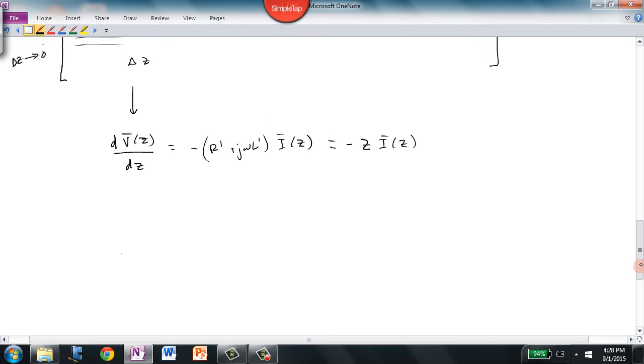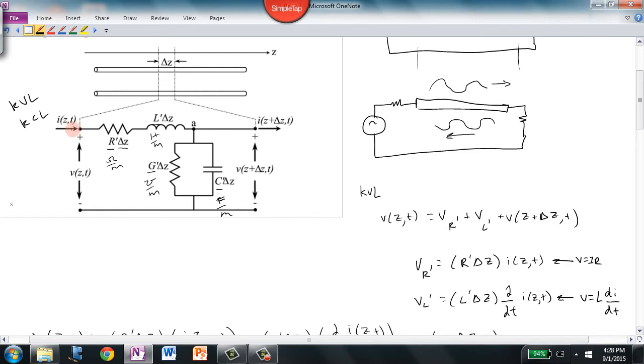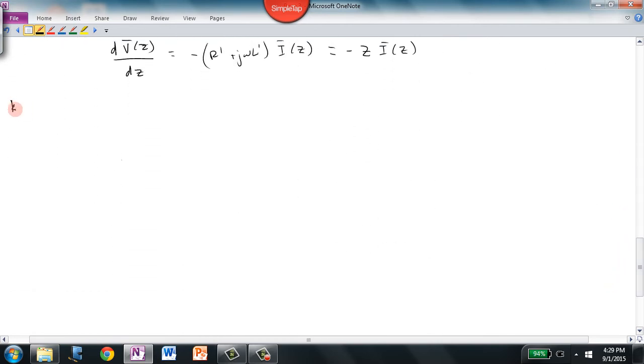Next, what I would like to do is apply KCL to the circuit, and real simply, the application of KCL is that the current into node A, I of Z comma T, has to be equal to the current out of node A, which is just the current through the conductance, the current through the capacitance, and the current flowing out of node A, I of Z plus delta Z comma T. So down here we're going to write a KCL, and that, as I just described, is going to be the current into the differential transmission line element is equal to the current through the conductance, which is I of G prime delta Z. Then we need to add the current through the capacitor, I of C prime delta Z. And then finally the current flowing out of the differential segment of transmission line, which was I of Z plus delta Z comma T. So that's in the time domain.